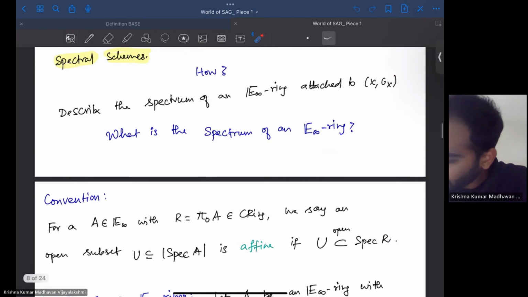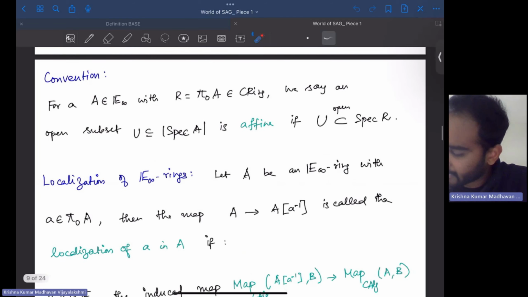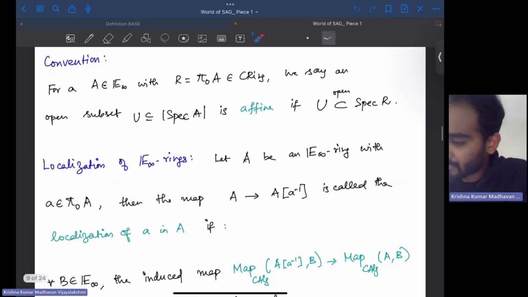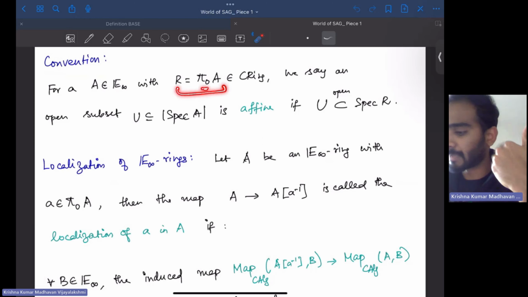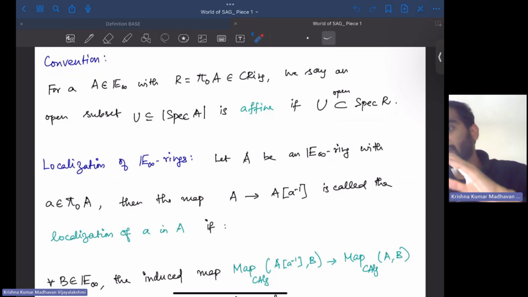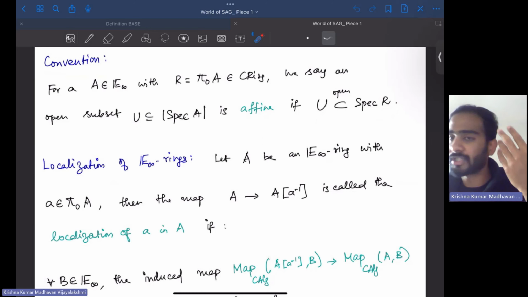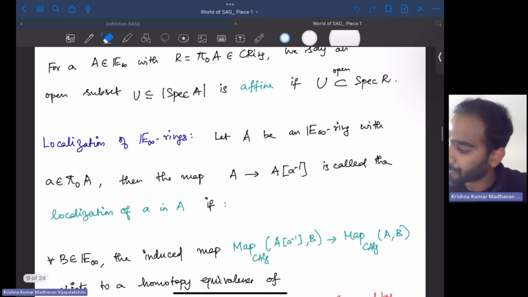So somehow it is sort of defined by a universal property of having localizations, right? So just to fix some notation, if A is an E infinity ring with the underlying commutative ring being R, we take the pi 0 of A. So you say an open set is affine if it is open with respect to the usual ring, like the commutative ring, the underlying ring structure.